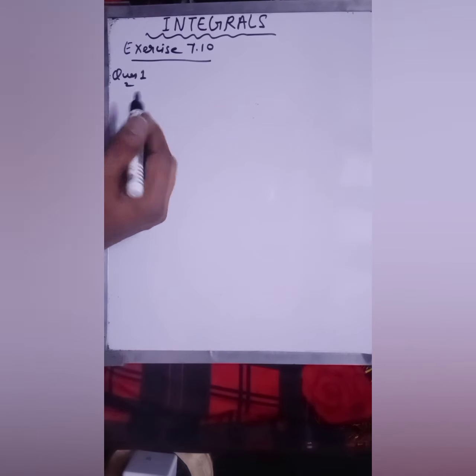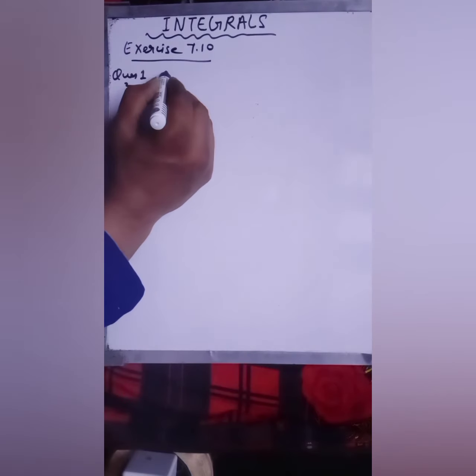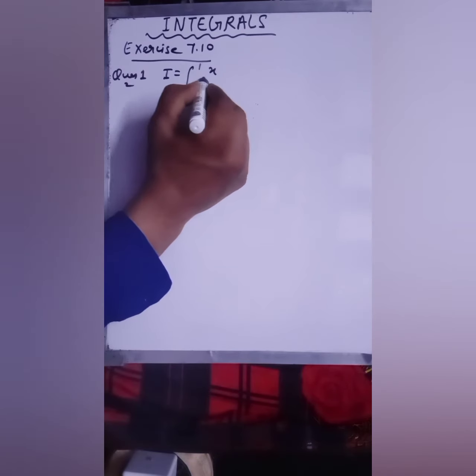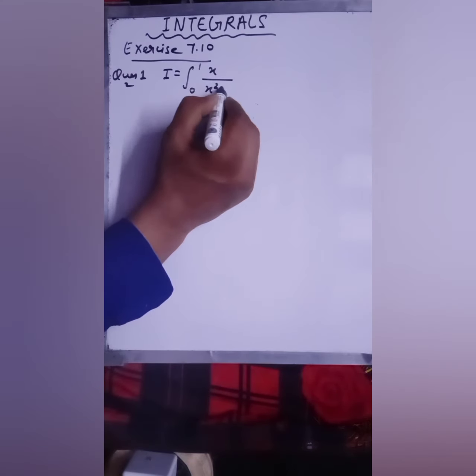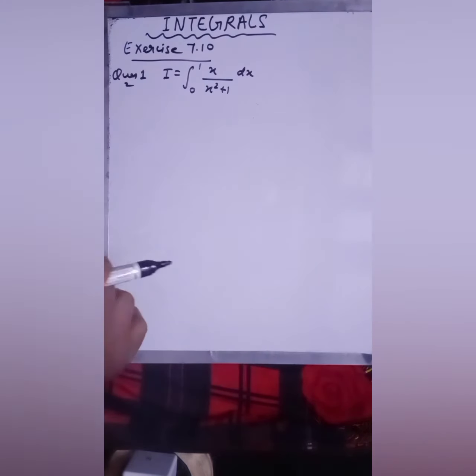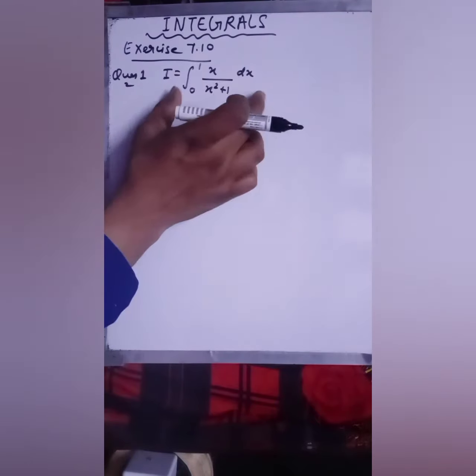Today we are going to start our exercise 7.10. This is also a very simple exercise. So let's start. Here I'm writing the first question. In the first question, I is equal to the integration from 0 to 1 of x over x square plus 1 into dx. This is given to us and we have to find the integration of this function.